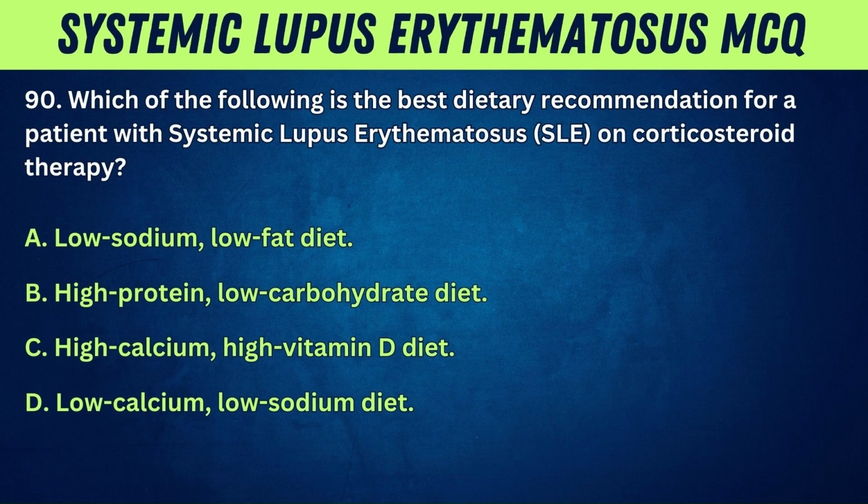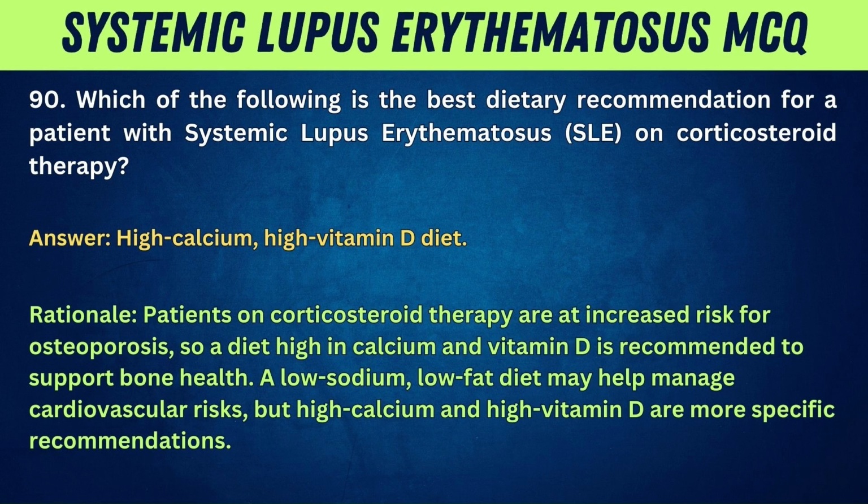90. Which of the following is the best dietary recommendation for a patient with systemic lupus erythematosus, SLE, on corticosteroid therapy? A. Low sodium, low fat diet. B. High protein, low carbohydrate diet. C. High calcium, high vitamin D diet. D. Low calcium, low sodium diet. Answer: high calcium, high vitamin D diet. Rationale: patients on corticosteroid therapy are at increased risk for osteoporosis, so a diet high in calcium and vitamin D is recommended to support bone health. A low-sodium, low-fat diet may help manage cardiovascular risks, but high calcium and high vitamin D are more specific recommendations.